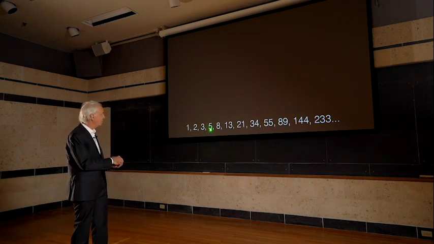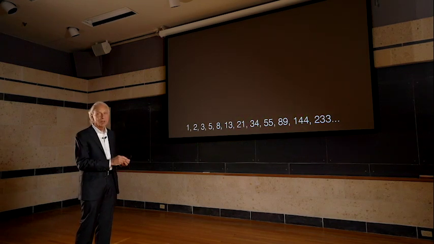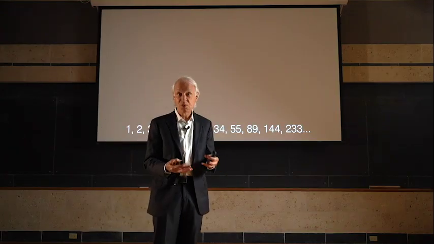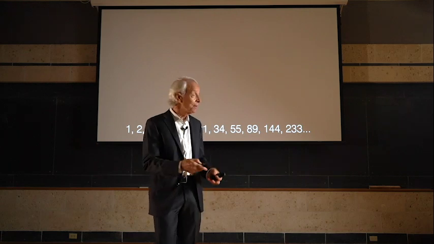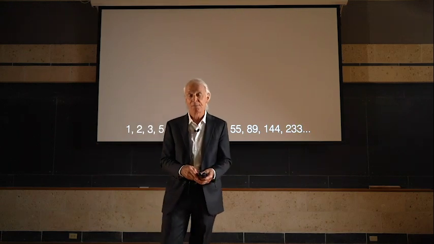And then that continues on 8, 13, 21, 34, 55, 89, 144, 233. So that lets him use these Arabic numbers to figure out I'm going to have 233 pairs of rabbits at the end of 12 months.